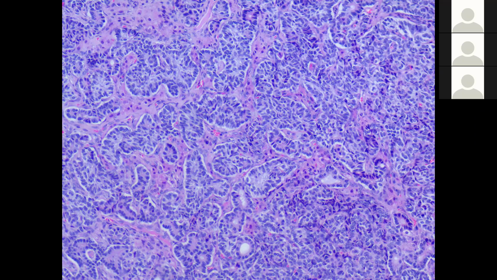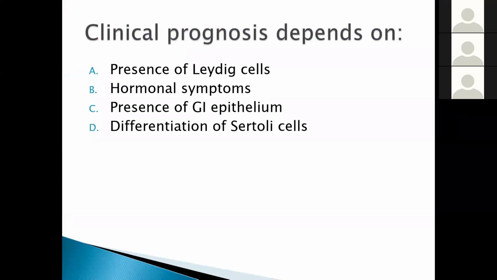The thing people forget is that the well-differentiated is easy because both components are very easy to see. But as it becomes less and less differentiated, intermediate and poorly differentiated, there are fewer Leydig cells, and the Sertoli cells are not forming tubules. They're becoming more solid and sheet-like. So because the grading is determined by the Sertoli component, the prognosis will be determined by the Sertoli component differentiation. You guys, these are really cool tumors.